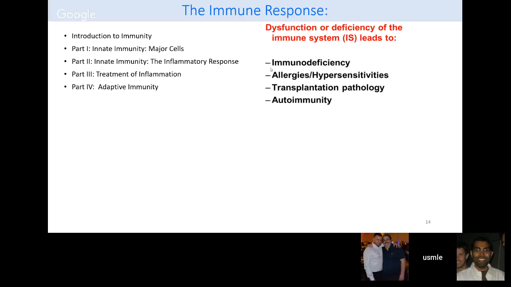That you're going to start to produce the memory cells of certain type of infection. If you have dysfunction of these, you are going to have immunodeficiency, the allergies, the transplant pathology itself, or the rejection, and the autoimmunity. Do not mix up autoimmunity with the immunodeficiency. Immunodeficiency means you don't have defense. Autoimmunity means that you are attacked by your own cells.